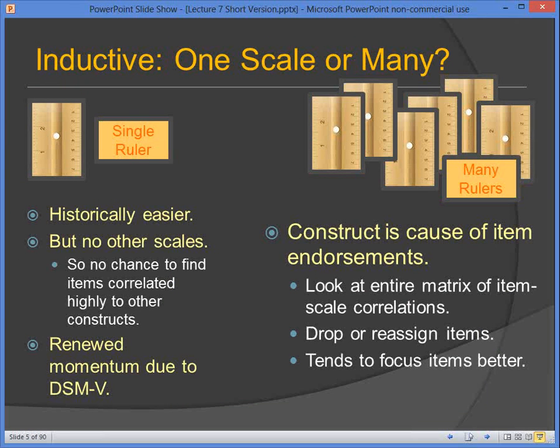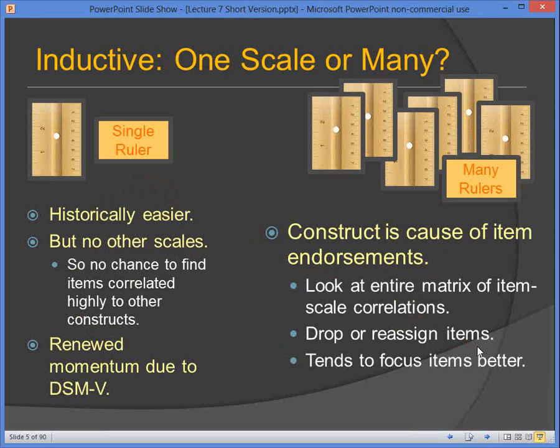Decades ago, the computational resources were not necessarily available to do the kind of sophisticated statistical analysis that we can do in microseconds today. The problem with deriving only a single scale is that, well, you can't really look at a matrix of the item scale correlations. Remember that the construct is supposed to be the cause of the item endorsements.